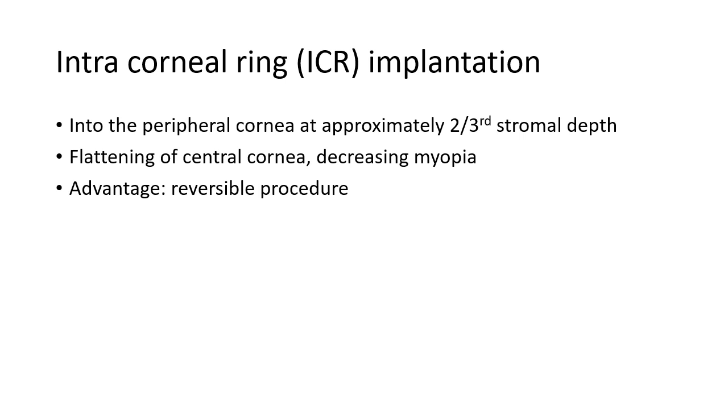Then there is another variety, that is intracorneal rings, placed in the peripheral cornea at approximately 2/3 stromal depth. You are inserting these corneal rings, so there is a flattening of the central cornea that decreases the myopia. It is a reversible procedure.